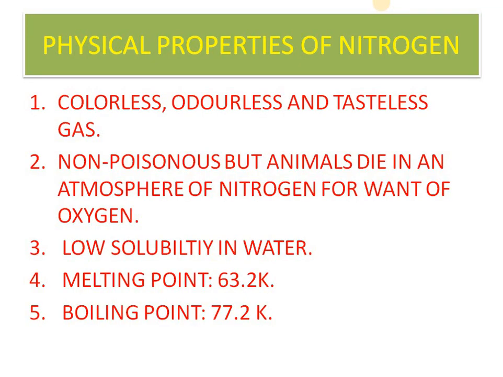Okay, so now let us start with the physical properties: colorless, odorless, and tasteless, non-poisonous, but animals in an atmosphere of nitrogen, deprived of oxygen, may die. Low solubility in water, and melting point is 63.2 Kelvin and boiling point is 77.2 Kelvin. So please do remember that this is Kelvin, this is not Celsius. Celsius will come in negative, minus.